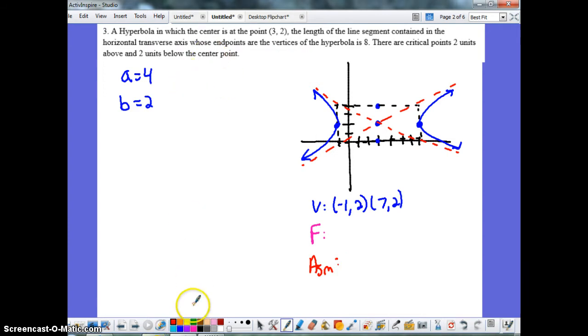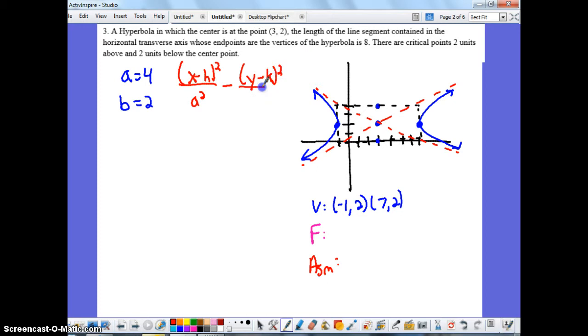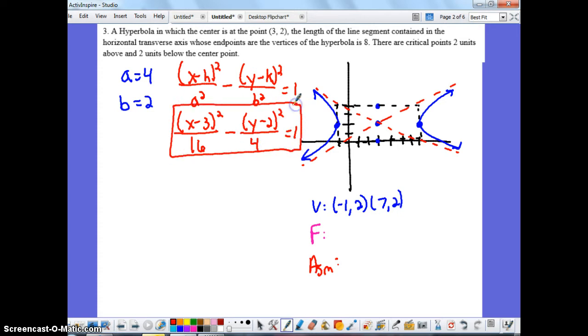Since this is a hyperbola, this is one with the x with the minus in it. Since I'm going left and right here, I have to use the x's first. So this is going to be x minus h squared all over a squared. Remember, in a hyperbola, a always comes first, then minus y minus k squared over b squared, and that's equal to 1. I pretty much had it from the beginning, once I had the a and the b and the h and the k. So this is going to be x minus 3 squared all over 16 minus y minus 2 squared all over 4 equals 1. So that is my equation in standard form.